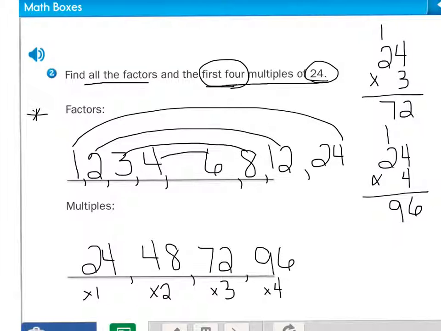Okay? So for when you're doing multiples, you're starting at whatever number they give you, which in our case was 24, and they wanted all the numbers in order, so you're doing 24 times 1, 24 times 2, 24 times 3, 24 times 4, and that's how you find your multiples for 24.